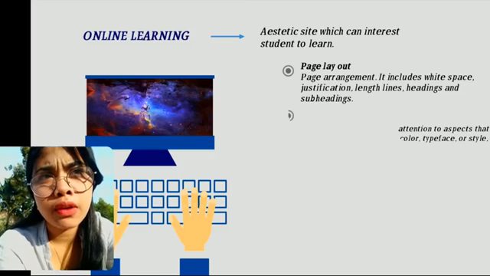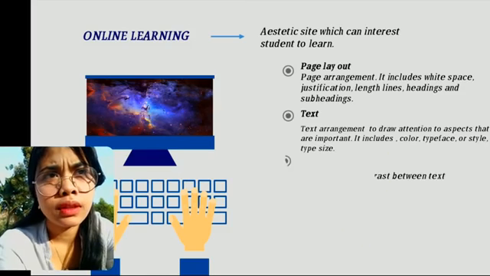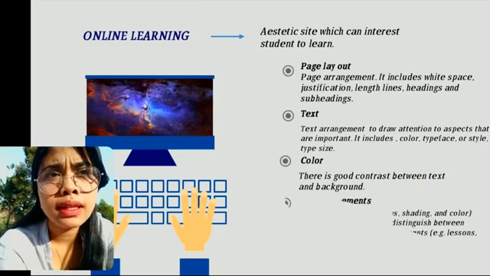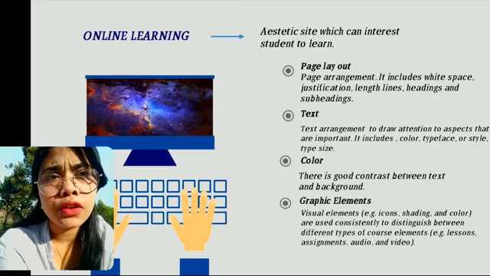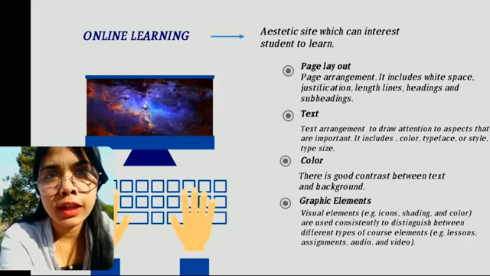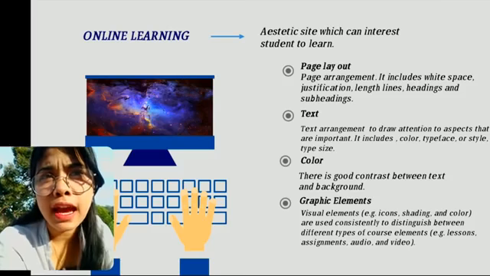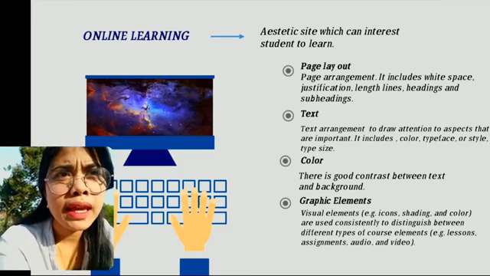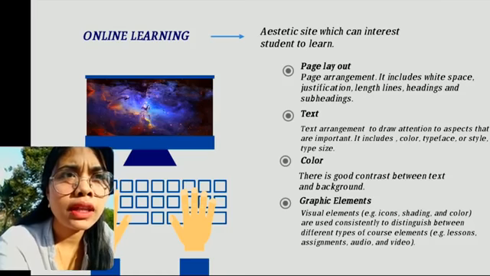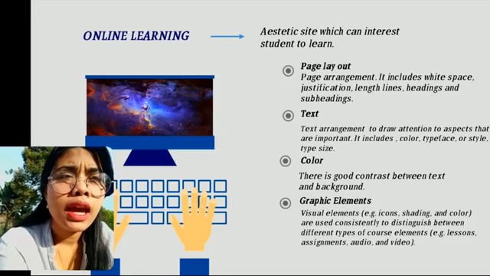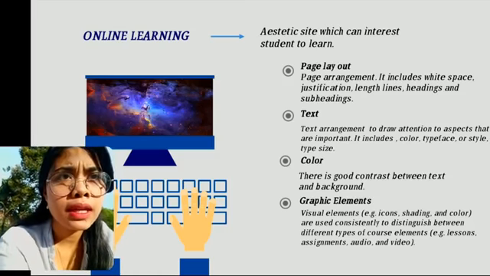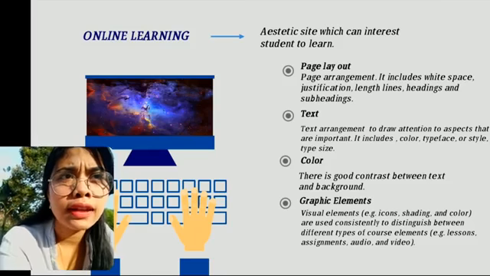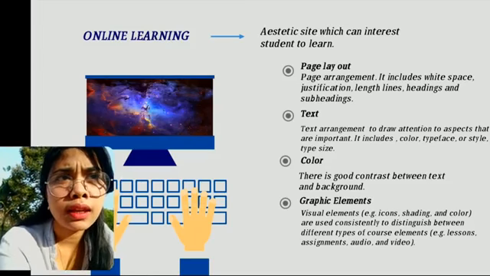And the elements needed are layout, text, color, and graphic elements. Actually, this is just the basic element. Let's talk first about page layout. Page layout is the page arrangement, and it includes white space, justification, length, headings, and subheadings.